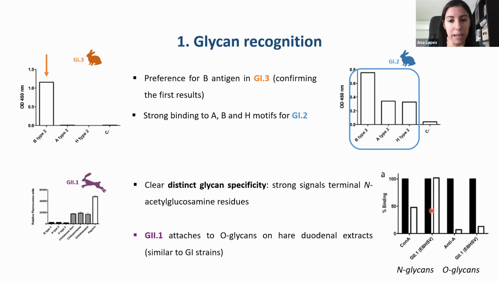You can see here, this is the binding to N glycans. This is the control, meaning that the enzyme treatment worked. And again, here it worked, so it decreases the amount of N glycans by about 50%. And here it almost deletes all glycans present in the tissue sample. And what we observed was that EBHSV, or G2.1, binds equally well regardless of N glycans, but when we took the O glycans, it decreases the binding by almost around 80%, I think. So at this point, we knew that G2.1 attaches to O glycans, which is the same pattern as observed for G1 strains, but we wanted to further understand this.